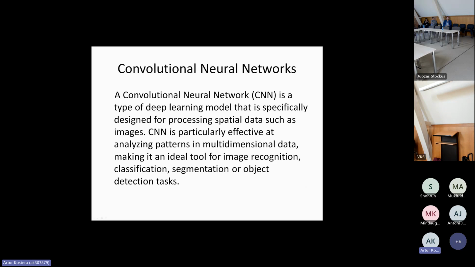Convolutional neural networks are a newer network architecture that allows processing and analyzing images. It is a type of deep learning model that is specifically designed for processing spatial data, such as images. CNN is particularly effective at analyzing patterns in multidimensional data, making it an ideal tool for image recognition, classification, segmentation, or object detection tasks. Its architecture is also built on layers.